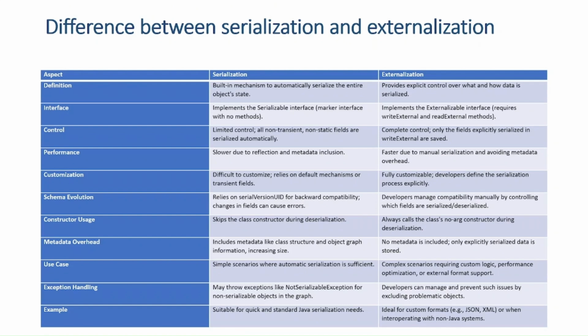So first thing, what is serialization? Well, it's a built-in mechanism to automatically serialize the entire object state. So in serialization, you do not have control over the serialization mechanism, but you completely rely on the JVM for that. But if you want to have explicit control over what and how data is serialized, then you go with externalization.